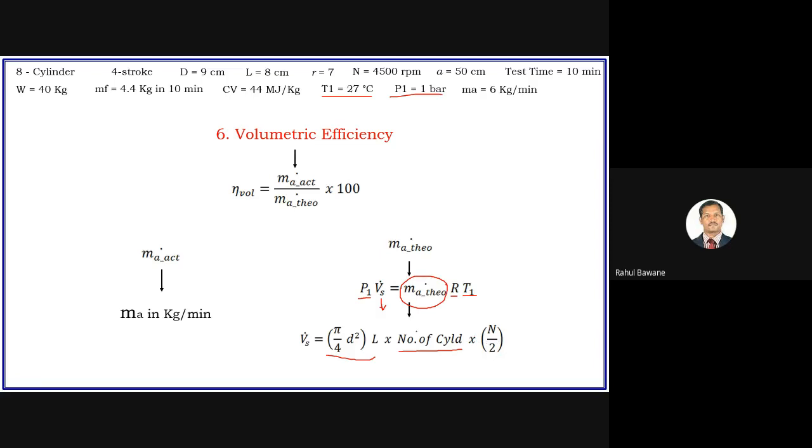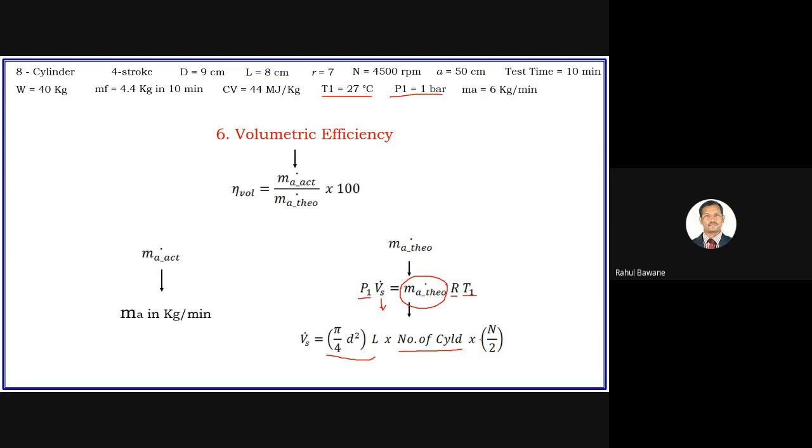Why N by 2 here? Because in a 4-stroke engine, in 2 revolutions, it will induct the charge only once. That means after 2 revolutions, there is only one suction stroke. So here also we have to take N by 2. So total stroke volume is pi by 4 d square multiplied by stroke length multiplied by number of cylinders. This is the total stroke volume of the engine, multiplied by N by 2 as it is a 4-stroke engine. So it gives meter cube per minute. If it is a 2-stroke engine, then we directly multiply by N.